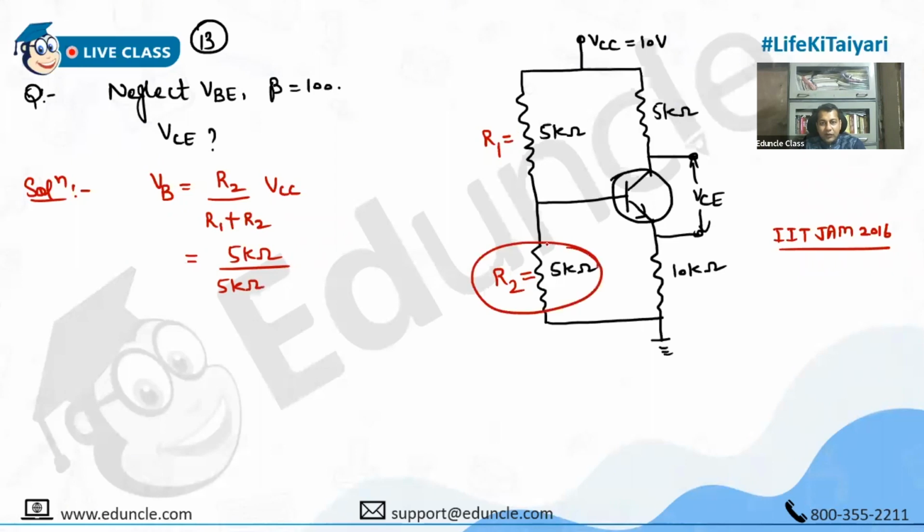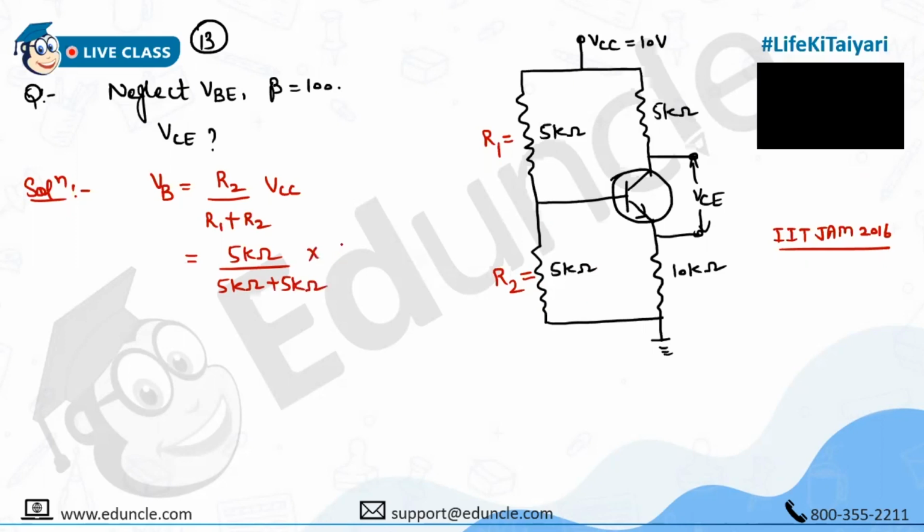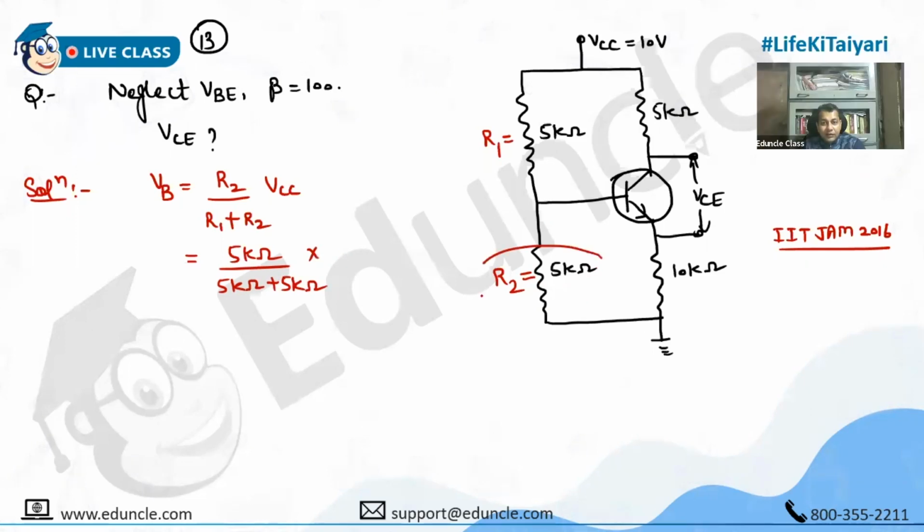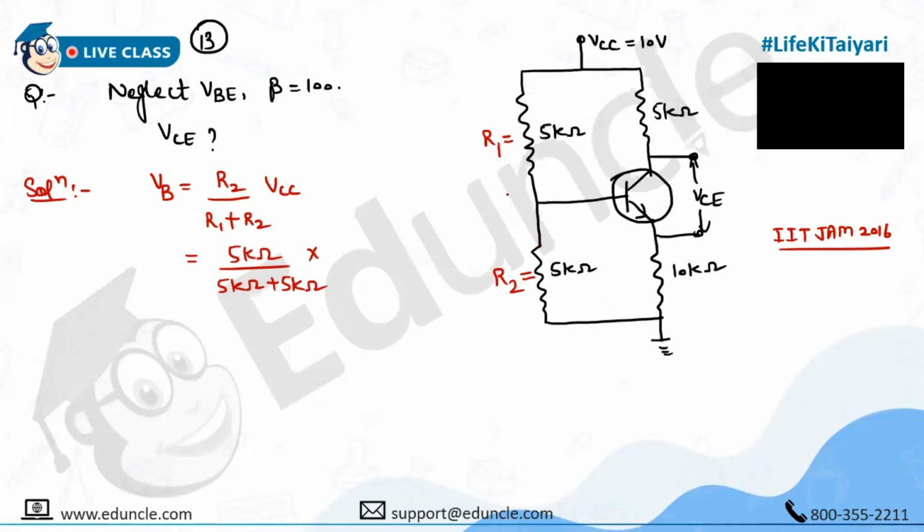R2 means this one. So this is actually this resistance over the sum. It is always the grounded resistor, no, sir? Which one? Yes, this one. Yes, sir, always the grounded one. Yes, Arun, Rishita, very good.